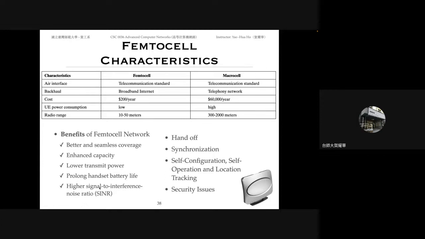Okay, higher signal to noise ratio, but you still have a little problem on the handoff, because now you do a much faster handoff. You have synchronization, self-configuration, and location tracking, because now the connection range is 10 to 15 meters, so it is much easier to track location. And also the security issue can be addressed in the femtocell.